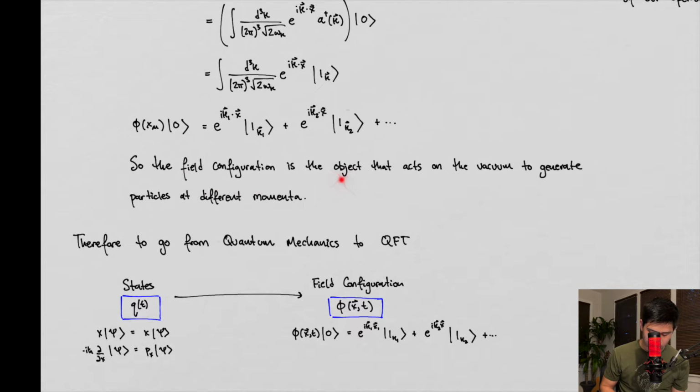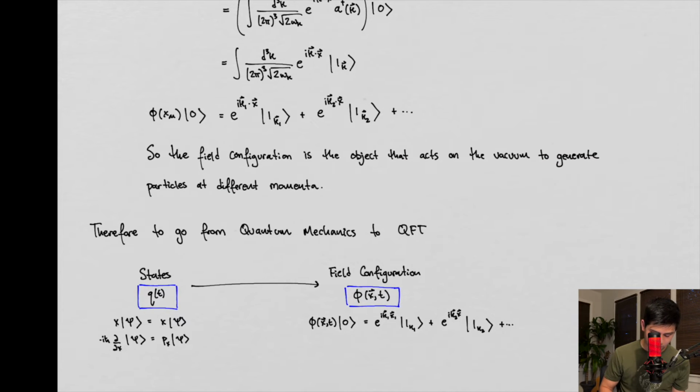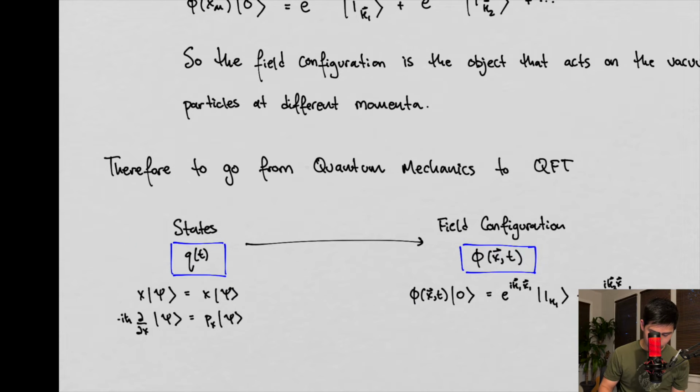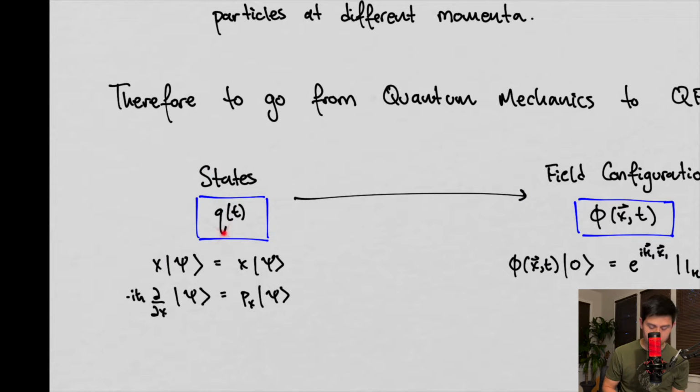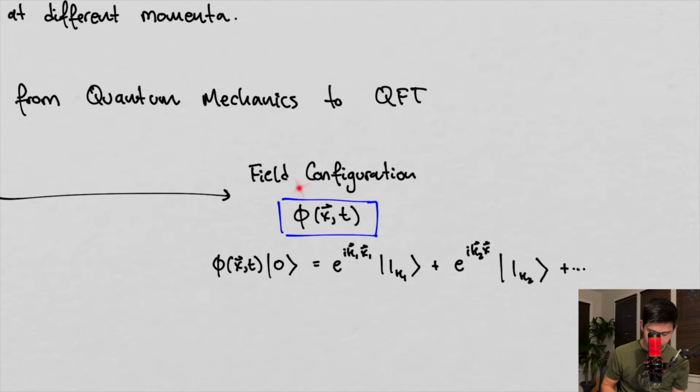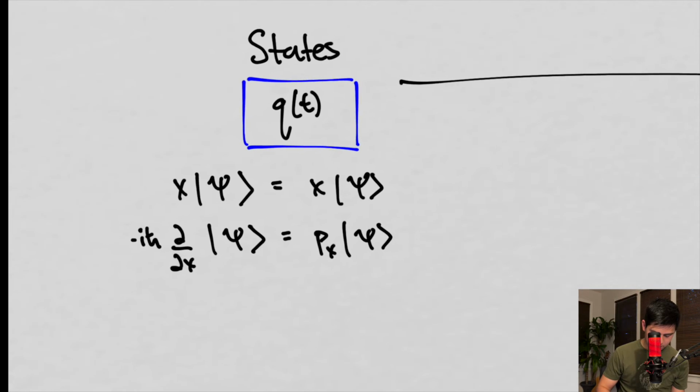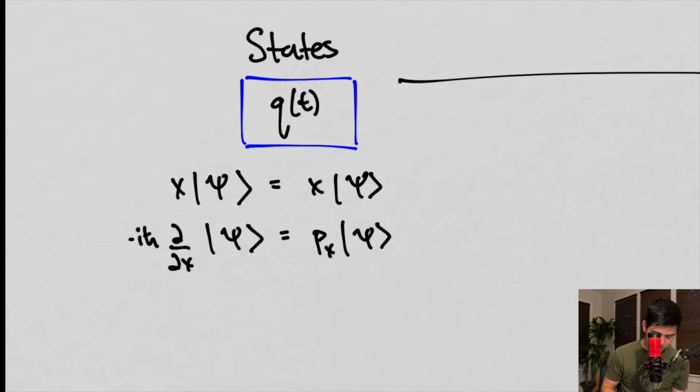So the state configuration is the object that acts on the vacuum to generate particles at different momentum. That's essentially what I said. So therefore, when we go from quantum mechanics to QFT, we're going from states to field configurations, which is phi of x and t. And the things that act on these states are things like our position operator or our momentum operator, and these are the equations that we're dealing with in quantum mechanics.